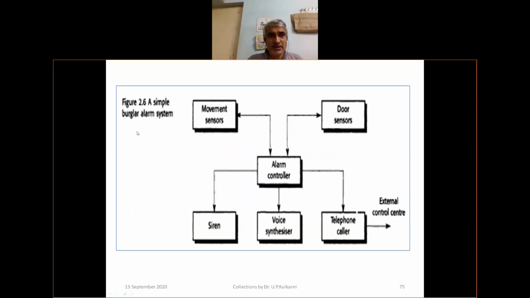Simple. Okay, alarm systems. Look into that. You have a movement sensor, a door sensor, a siren, a voice sensor, a telephone caller, and an alarm controller. This is the overall architecture of a system. But writing this in the exam for the same question, alarm system, and getting 10 out of 10 doesn't make sense. Remember it. Then what makes sense? Wait for that.